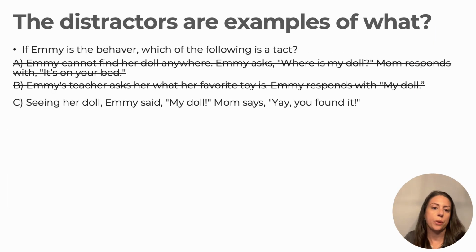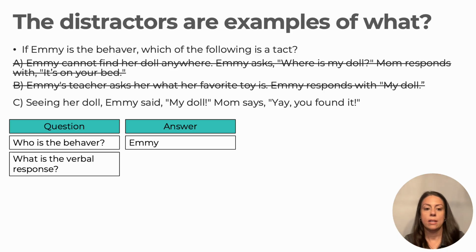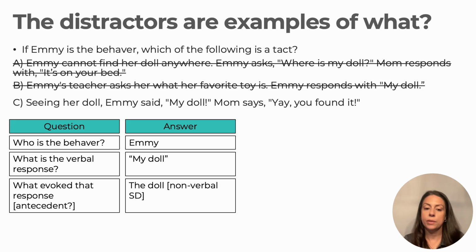Here's the third answer choice. Seeing her doll, Emmy said, my doll. Mom said, yay, you found it. So let's go through that same process. The behavior we know is Emmy. What is the verbal response? She says, my doll. What evoked that response? The doll itself. So that is an example of a nonverbal SD.